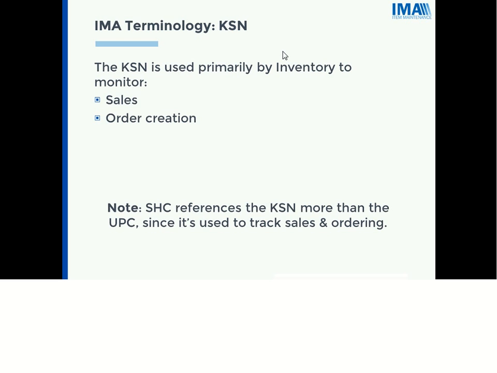So I know the term KSN is, I'm pretty sure it's proprietary with SHC. I don't know of any other companies that use such a term. So if you're having communication issues with your buying team or your inventory analyst and you're just not sure what product they're actually referring to, you may want to keep in mind that SHC tends to reference the KSN more than the UPC since it's used to track sales and ordering. So you may want to refer to your items with the KSN instead of the UPC. And I actually give the same call out to the buying teams and inventory analysts that you guys are more familiar with UPC.